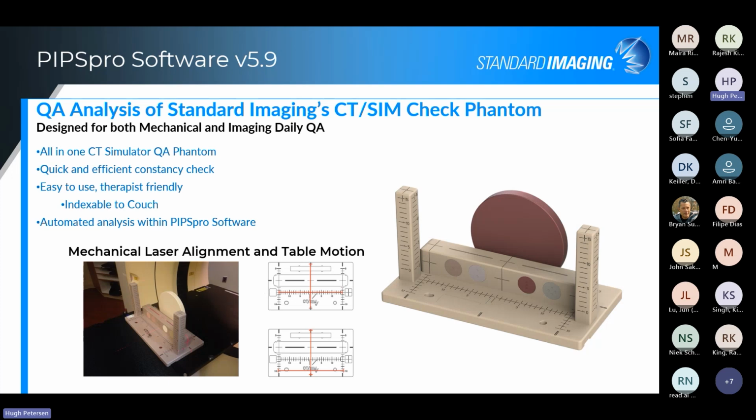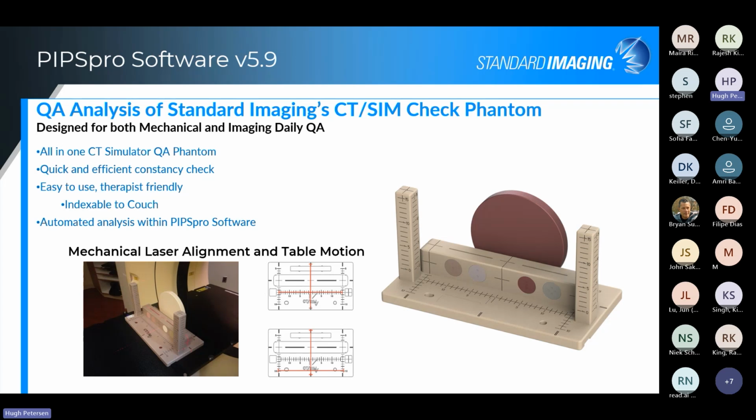It's a mechanical phantom that covers both mechanical alignments for the positioning of lasers and the movement of the couch, things like that, but also imaging daily QA as well. So it's an all-in-one simulator QA phantom. I know there's a number of different phantoms out there, some for laser alignment, some for imaging, things like that. We brought that together in a single phantom with the CT SimCheck Phantom.